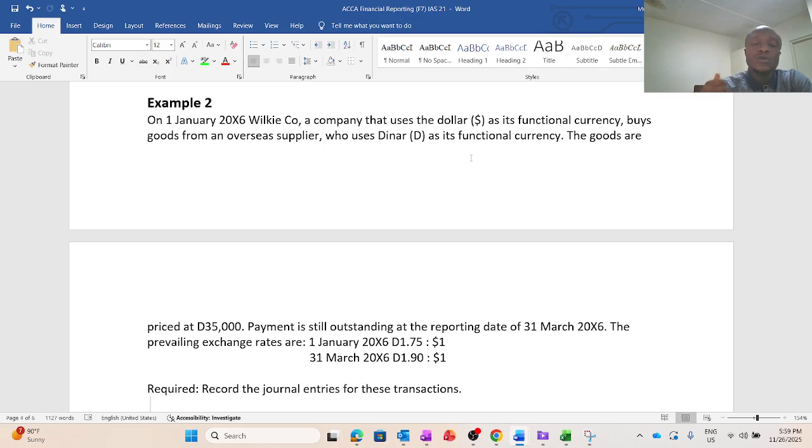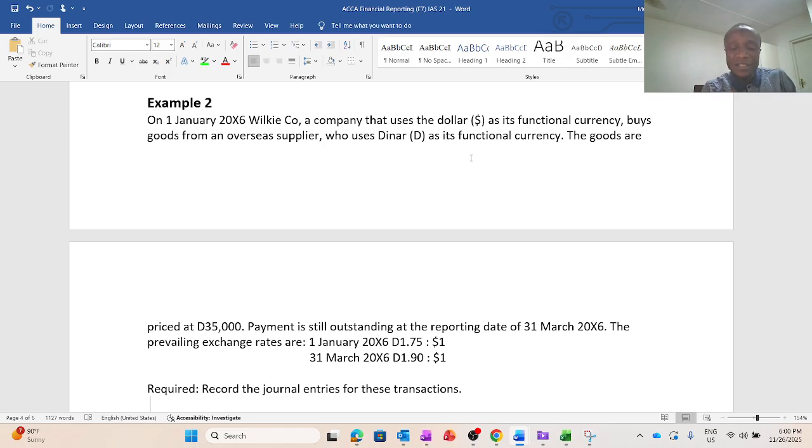This is what we are going to pay for the goods, 35,000 dirham. But our currency is dollar, so we need to retranslate our dollar to dirham. The payment is still outstanding at the reporting date of 31st March 20x6.